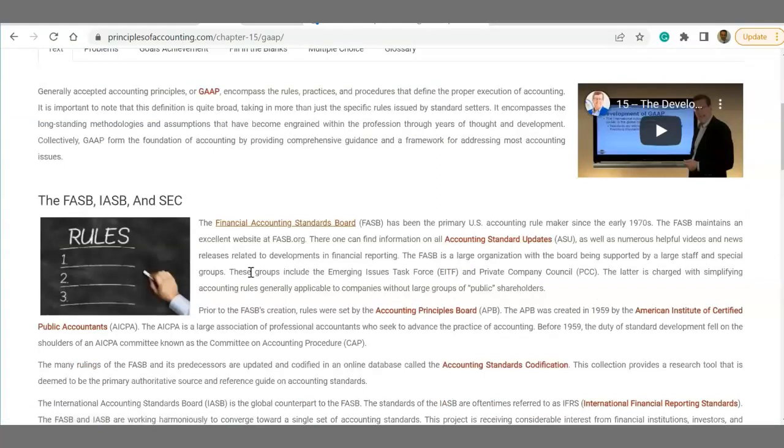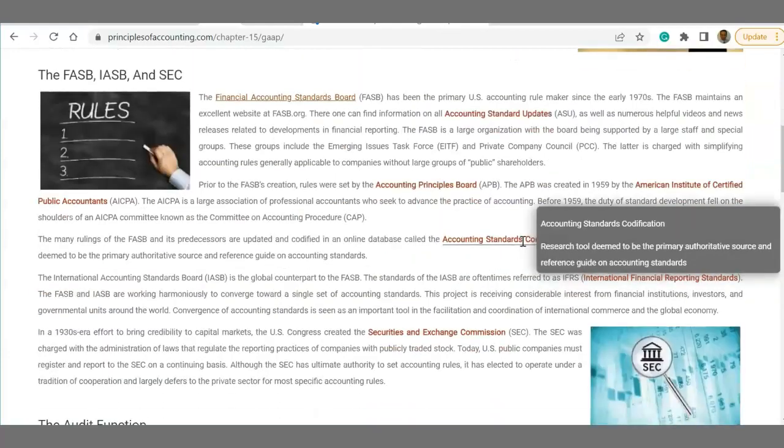And this is the development of GAAP. Again, I'd like you to just read it and understand who is making GAAP, which is FASB, and the accounting standards updates, which is ASU. It's just information to update the accounting information. And there's also ASC, that's accounting standards codification, which is GAAP. So ASC is the new GAAP.